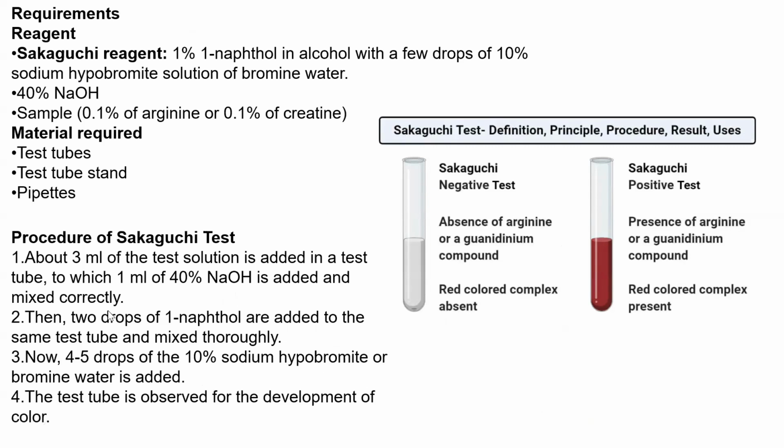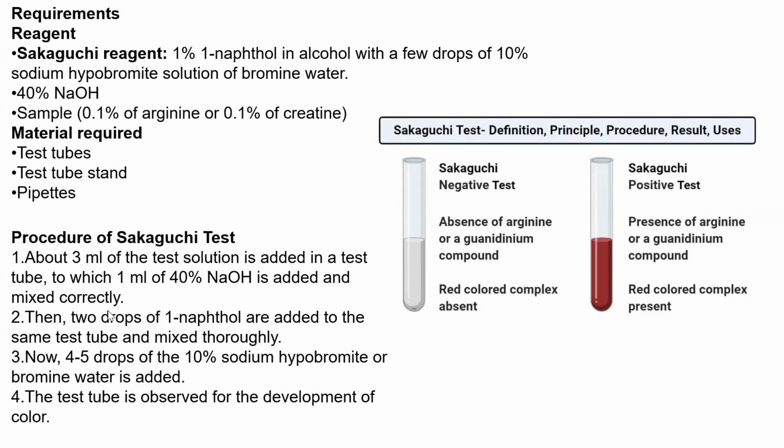For the procedure of Sakaguchi's test, about 3 ml of the test solution is added in a test tube, to which 1 ml of 40% sodium hydroxide is added and mixed correctly. Then 2 ml of 1-naphthol is added to the same test tube and mixed thoroughly. Then 4 to 5 drops of the 10% sodium hypobromite or bromine water is added. Then the test is observed for the development of color.